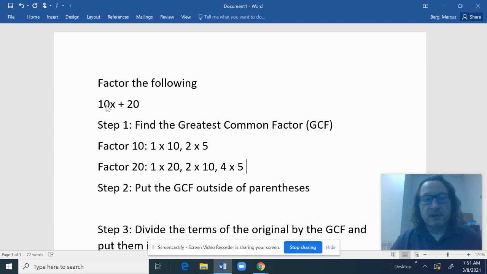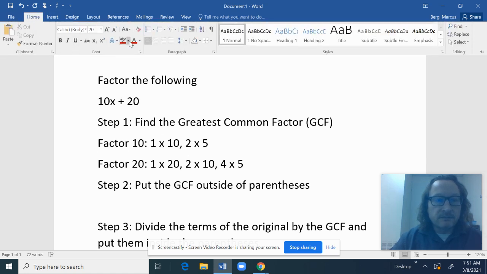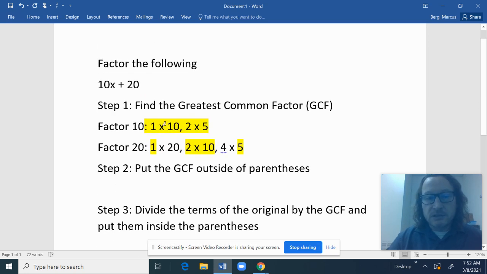So now we've hit everything we can. So they're all the factors. The ones that they have in common are the ones that are the same. So you can see that the ones that they have in common are 1, 2, 10, and 5. Now, if there's only the 1 in common, there's nothing you can do. You can't factor it. But these have others. So these are all called common factors. 1, 2, 10, and 5 are common factors.